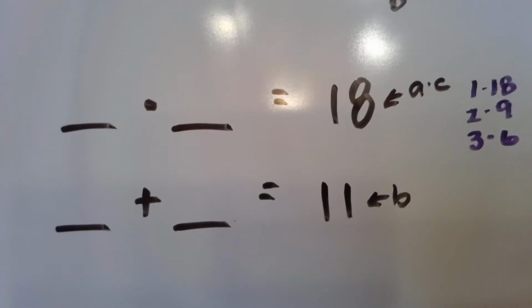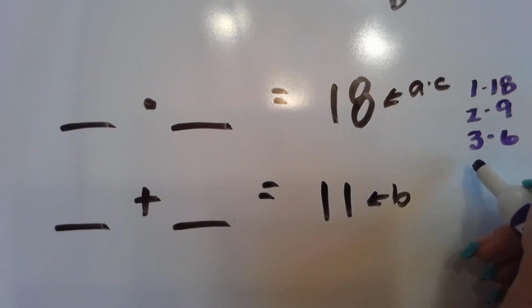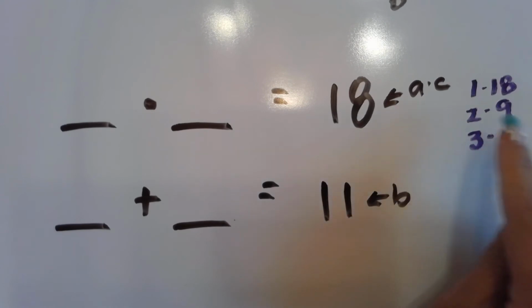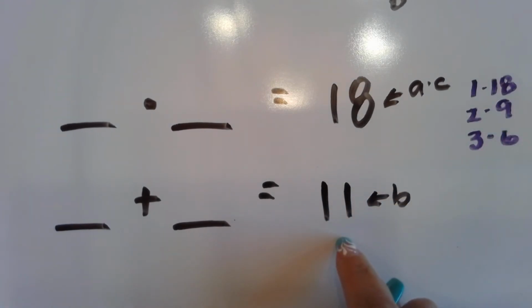Let me scoot that over, sorry. And that's all we've got, right? 4 times something does not equal 18. 5 times whatever does not equal 18. So we're going to stop here. Now, which one of these would add to be 11?